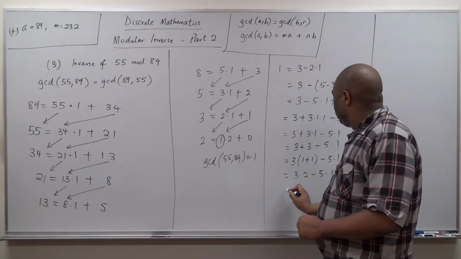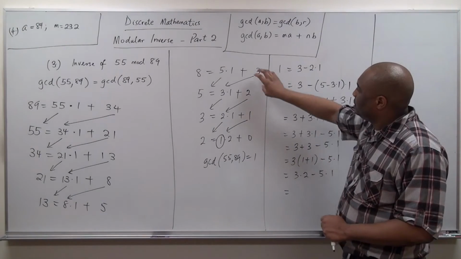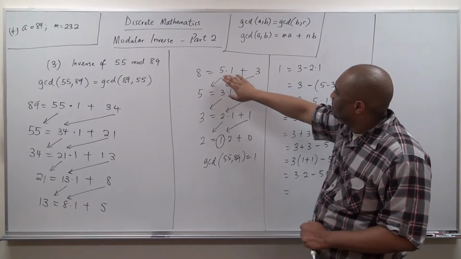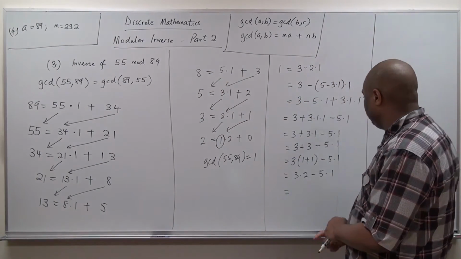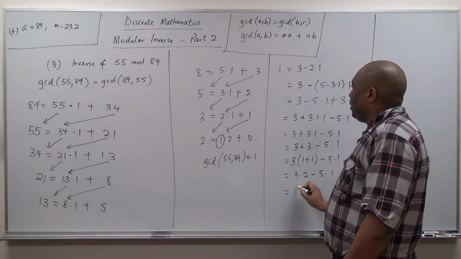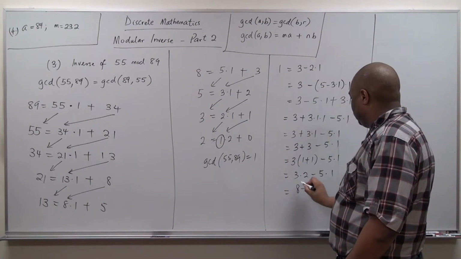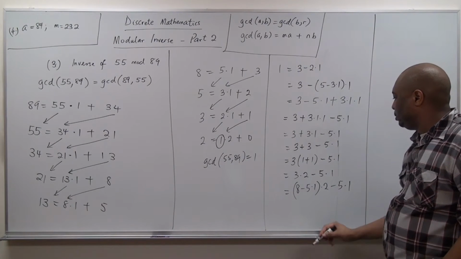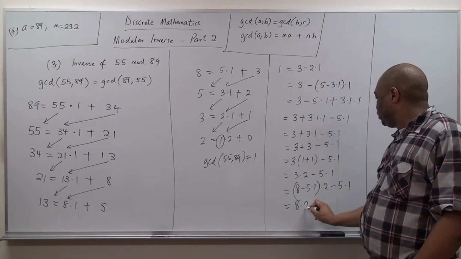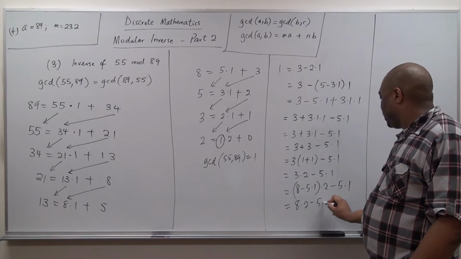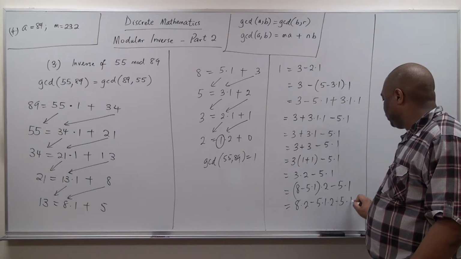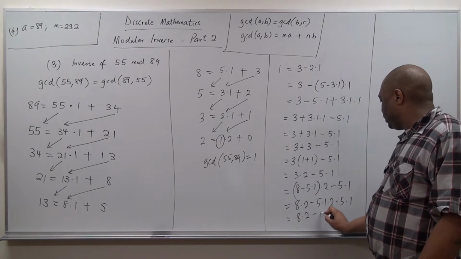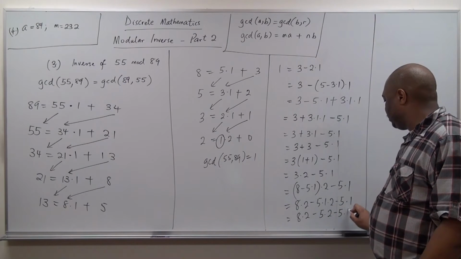Okay? And that is equal to, then the next one, we now solve for this remainder that is 3, we express it in terms of 8 and 5. So the 3 is now 8 minus 5 times 1, then times 2 minus 5 times 1. So this will be 8 times 2 minus 5 times 1 times 2 minus 5 times 1, which is 8 times 2, right? Minus 5 times 2 minus 5 times 1.